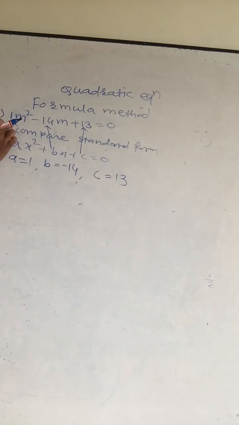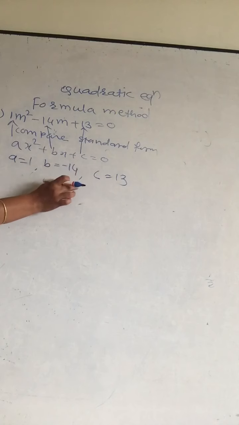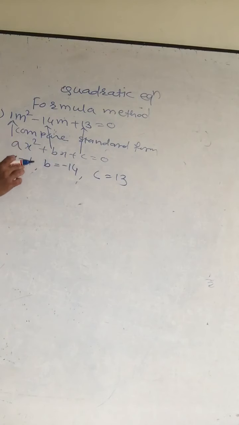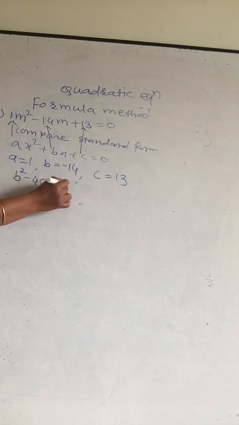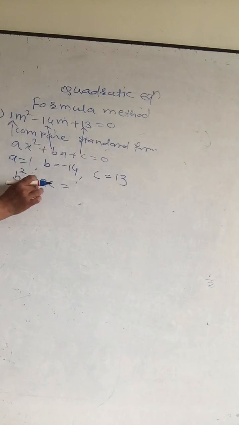Whatever the equation may be, it is compared with the standard form of the quadratic equation, that is ax square plus bx plus c is equal to 0, and we calculate the values of a, b, c. When we have the values of a, b, c, we also calculate b square minus 4ac. This term will be calculated first, and then we use the formula. So b square minus 4ac.